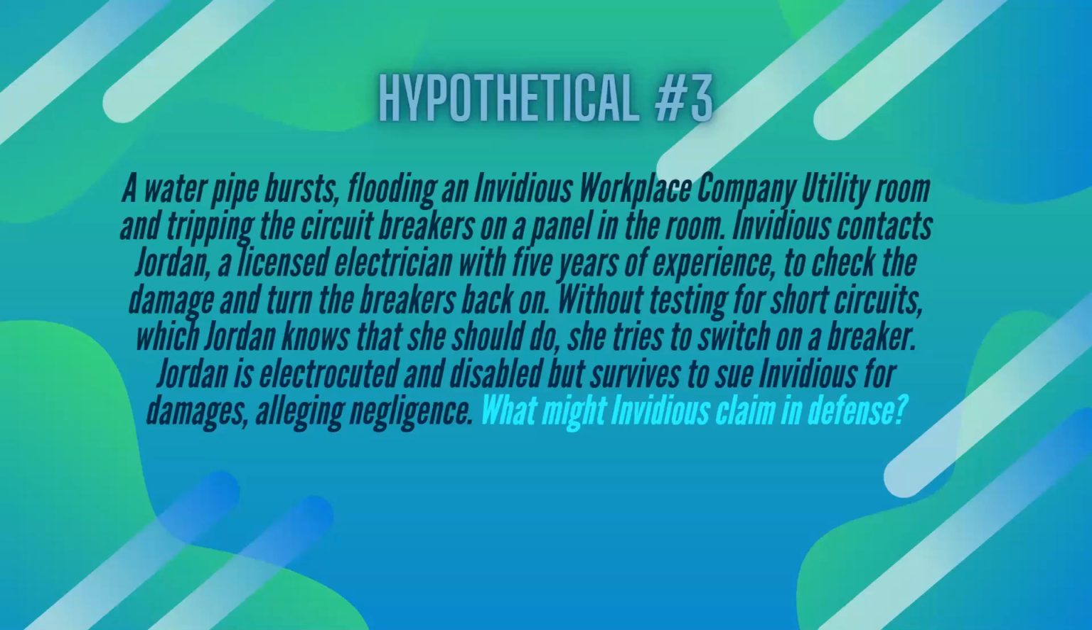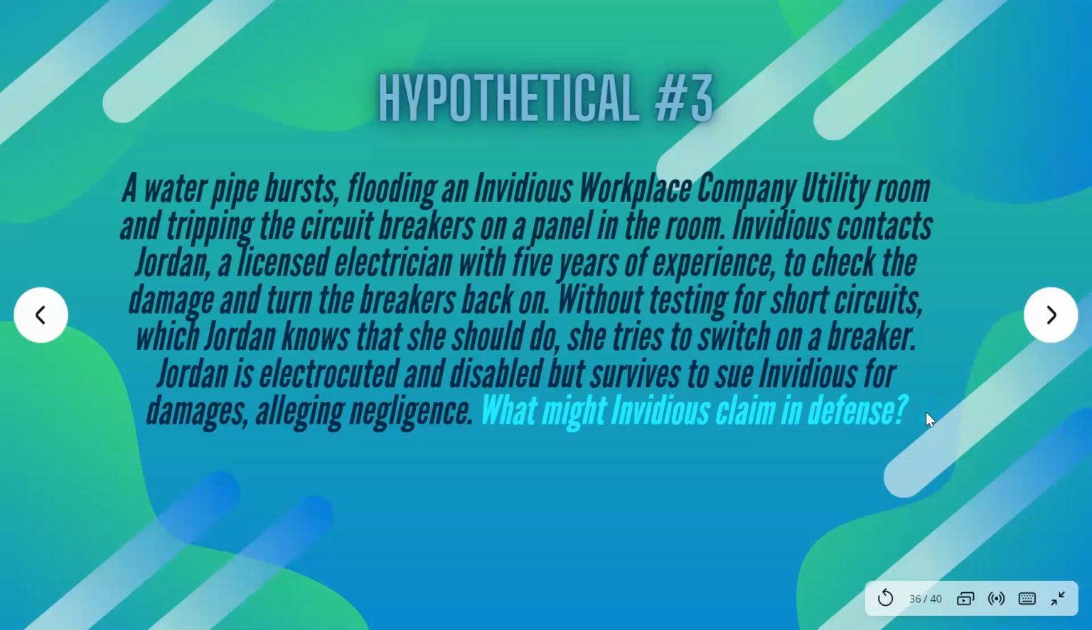Causation, we wouldn't have any issues there. So really, this is going to hinge on defenses. What did Jordan, a licensed electrician with 5 years, do? She turned without testing for the short circuits, which she should do, she tries to switch the breaker on. So she assumes a risk. She knows the risk, confronts it voluntarily, etc. So she has engaged in an assumption of risk.